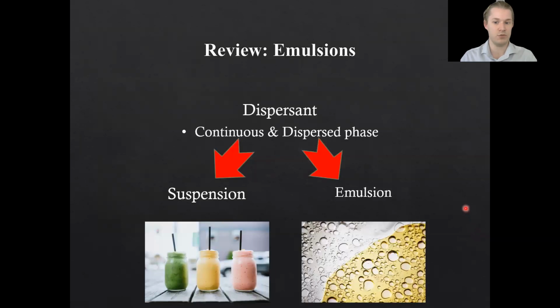For our review, let's recall that emulsions are one of two subgroups of the dispersant material classification. Dispersants are made of two primary components: the continuous phase, which is the bulk of our sample, and the dispersed phase, which is the smaller component contained within the larger continuous phase. The two subcategories are suspensions, of which the dispersed phase are solid-like particles, and emulsions, whose dispersed phase are liquid-like droplets.